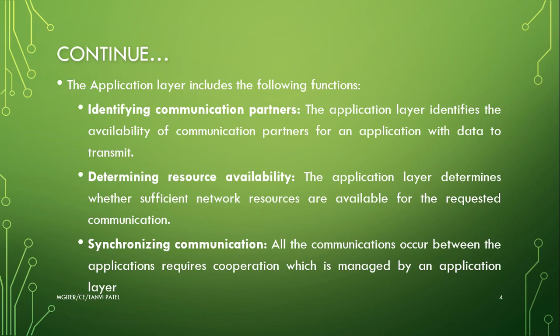Second is determining resource availability. The application layer determines whether sufficient network resources are available for the required communication. Means whether the network resources which are available are sufficient for the user or not, that is being determined with the resource availability. Third is synchronizing communication. All the communication that occurs between the applications requires cooperation, which is managed by the application layer. Means how the synchronization is done is maintained in the application layer.